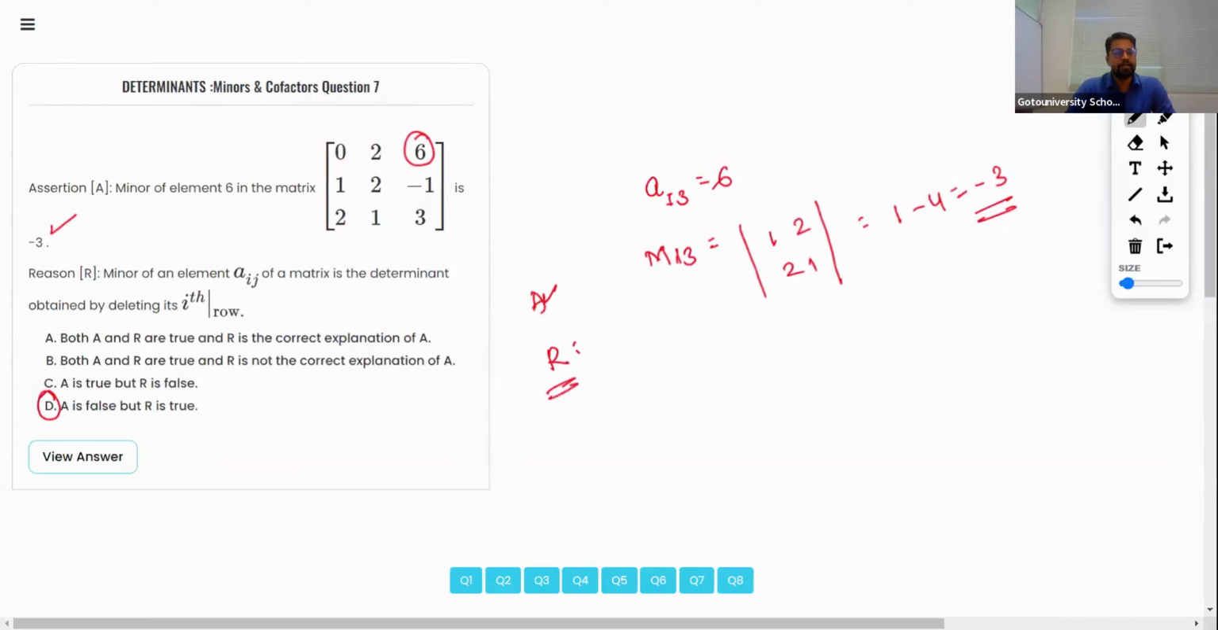What is this reason saying? The minor of element Aij of a matrix is the determinant obtained by deleting the ith row. Yes. And we should have the jth column, but it is missing. Is it a typing mistake? No, that is how the question is. Half of it is true, the remaining is not true. That means the assertion is true and the reasoning is false. So the option C is the answer. If this had been completed with the statement, by deleting the ith row and jth column, the reason would have been true. But right now, the reason is false and the assertion is right.